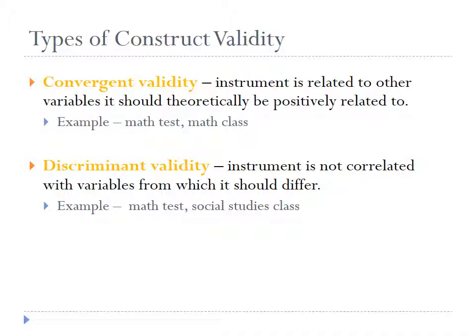Two different types of construct validity are convergent and discriminant validity. Convergent validity is when an instrument is related to other variables it should theoretically be related to. An example is a math test in a math class. Students who are getting A's in the math class should be doing well on the math tests. We would expect there to be a positive relationship.